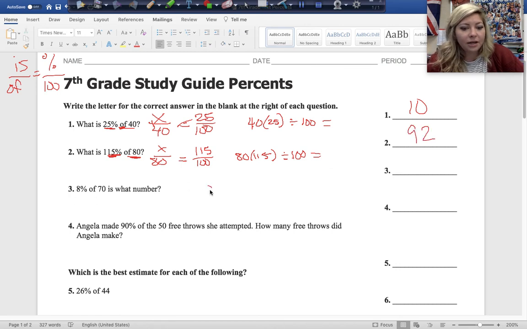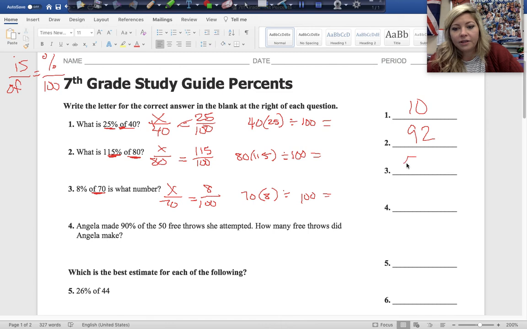Okay, 8% goes over 100 of 70. So 70 goes where up goes again, is what number? So 70 times 8 divided by 100. It's 5 6/10.